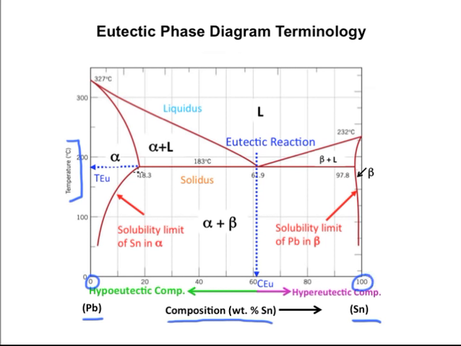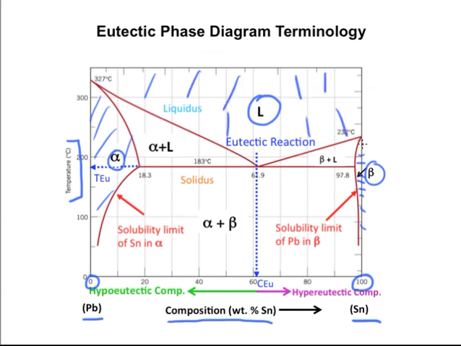Now let's go into our single phase regions. Right here, this region, over here, is called the alpha region. It is a single phase region, which is lead rich, and it is solid. Over here, on this very small part of the graph, is the beta region. It is a single phase region, which is tin rich, and it is solid. Up here, we have the liquid region. All of this up here is the liquid region. It is a single phase region made of liquid components, lead and tin.